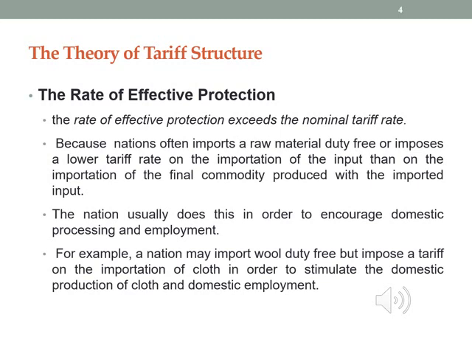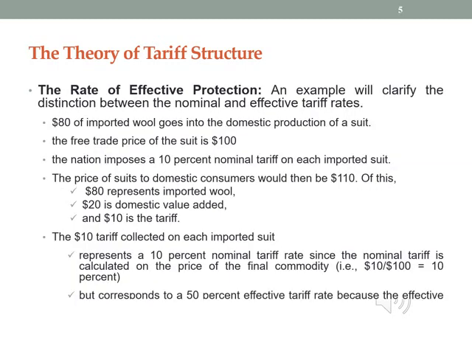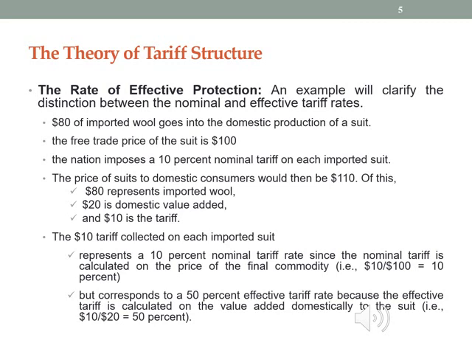So for example, if a nation is producing cloth, where here we have the cloth as the final product, and the imported input is wool. If the nation imports wool duty-free with no restrictions whatsoever, but imposes a positive tariff rate on the imports of cloth, which is the final product, then we will find that the nominal tariff on cloth will be less than the rate of effective protection on cloth. However, the nation would do that to stimulate the domestic production of cloth and domestic employment in this industry.